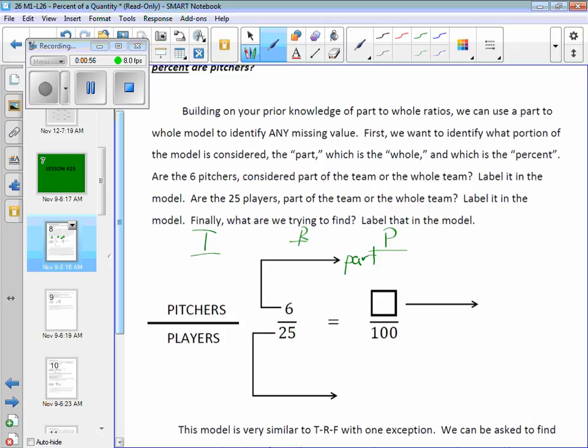The top part is the part. Usually, the top part of the ratio will always be the part. This is the whole. And whenever you see some kind of blank number over 100, if you could figure out what that number is, that will eventually be your percent. From here on out, we're going to call this model TRP. It's like template ratio find, but it's template ratio percent. Okay?